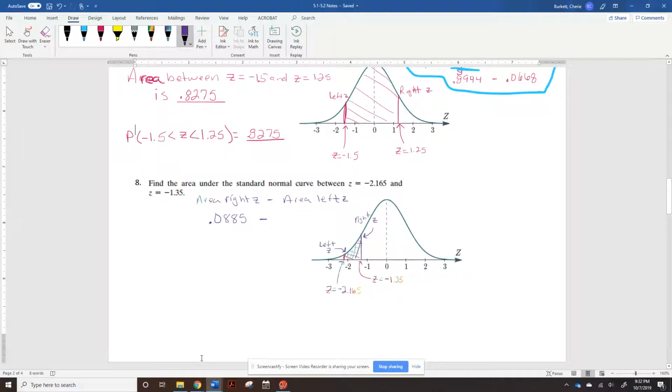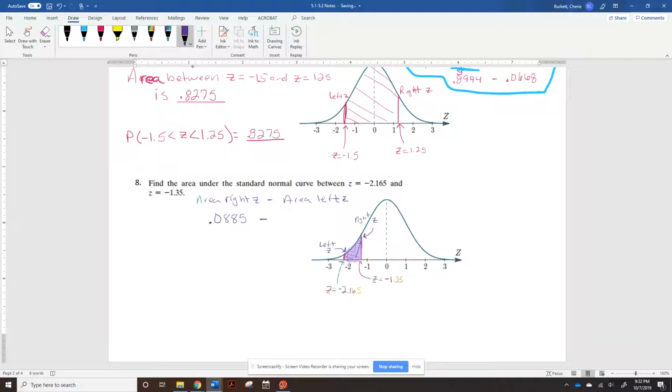Okay, so I got this far. I'm doing it with the Z table first. So I put my two Z scores down here on my number line. The negative 2.165 goes right here. The negative 1.35 goes right here. I'm looking for the area in between those two. So this area in here, that's the area that I'm looking for.